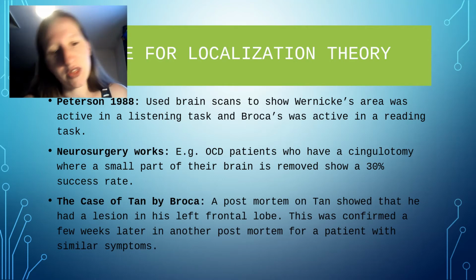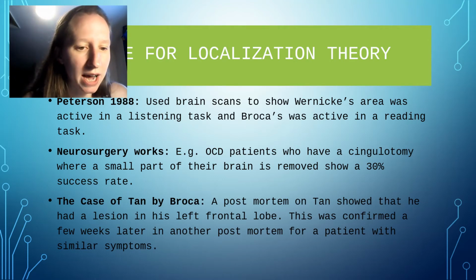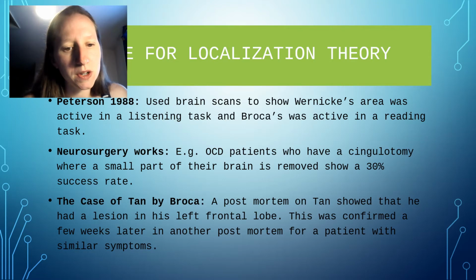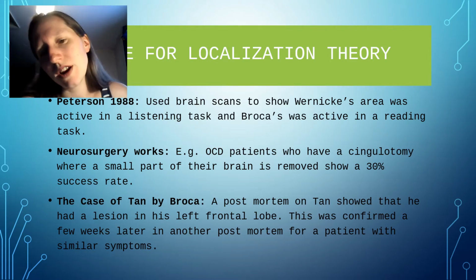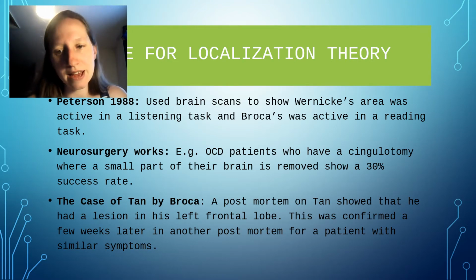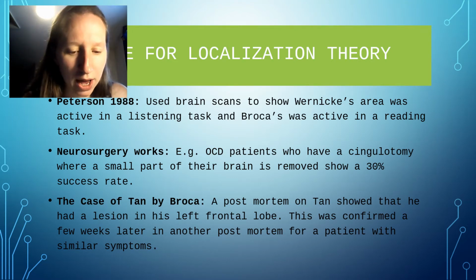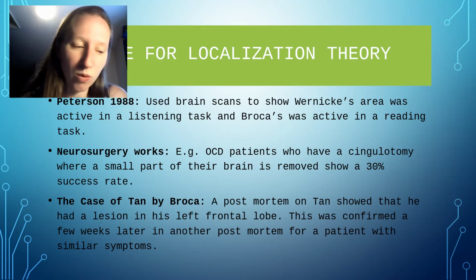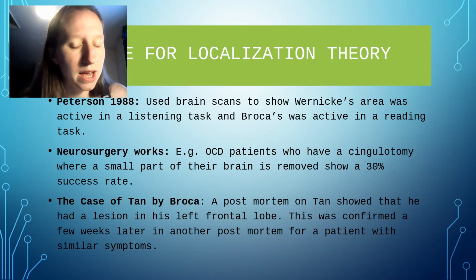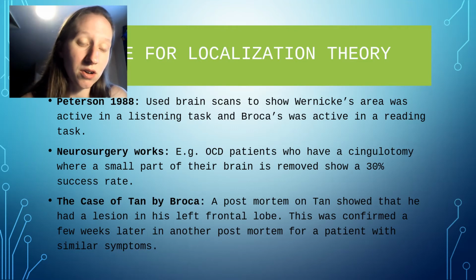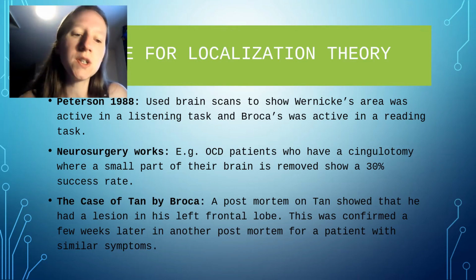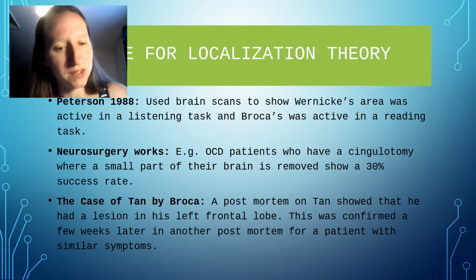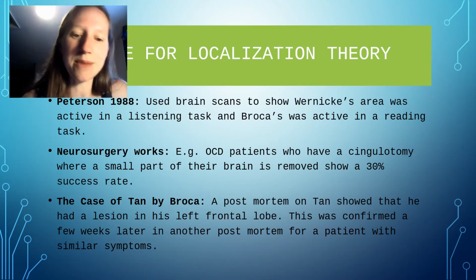The last piece of evidence that we're going to look at is the case of Tan, who was a patient of Broca's. Tan could only say the word Tan. Broca worked with him over a number of weeks and months and found that he understood what was going on. He was just unable to produce speech other than this word, which he often said twice, tan, tan, which was where his name came from.